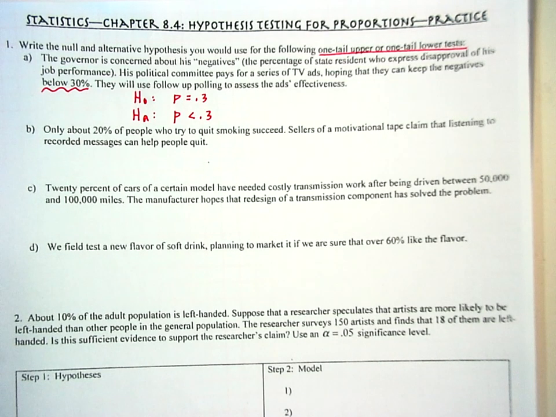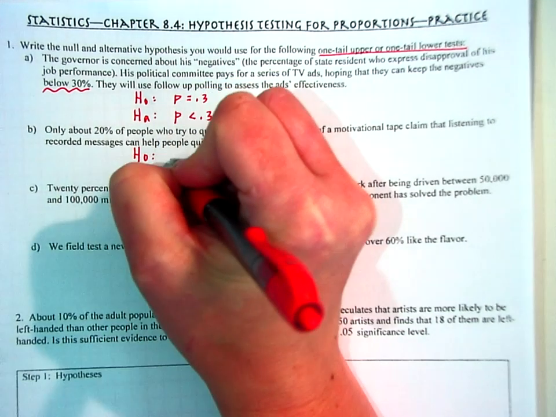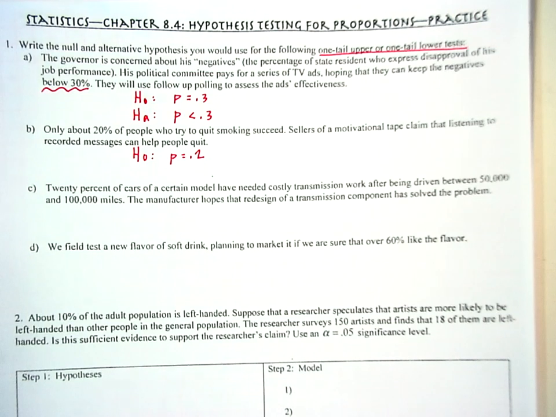Okay, for B, only about 20% of people who try to quit smoking succeed. Sellers of a motivational tape claim that listening to recorded messages can help people quit. Okay, so here we're saying that the null hypothesis is that it stays at 0.2, right? 20% of people who are trying to quit succeed.